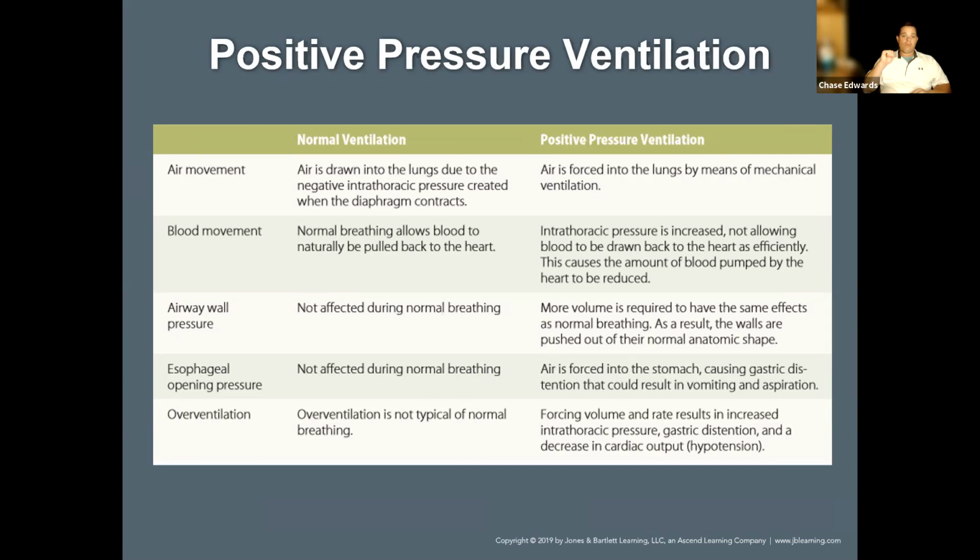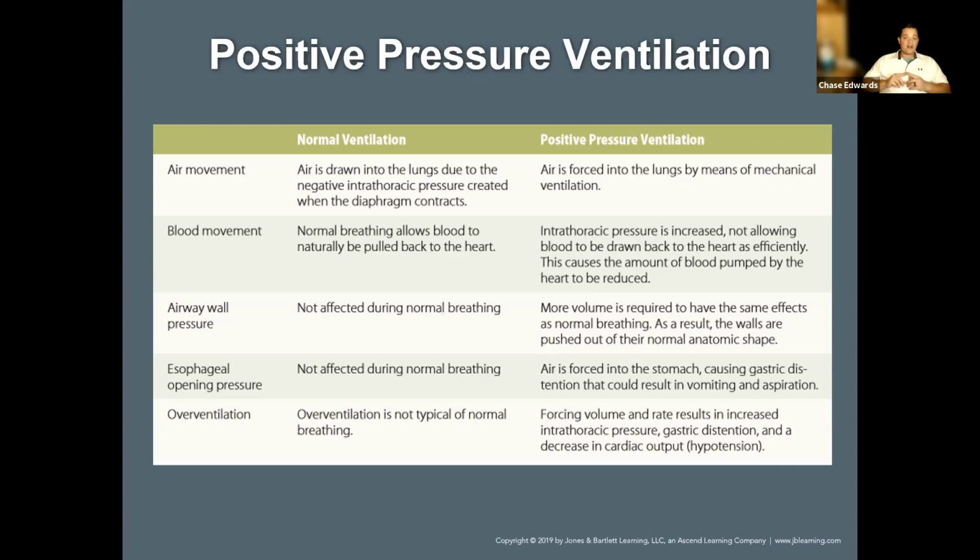Okay? Positive pressure ventilation causes the walls of the chest cavity to push out of their normal anatomic shape. There's an increase in overall intrathoracic pressure within the chest cavity at that point. Venous blood flow is decreased due to the increased pressure in the chest. As an AMT, you must regulate the rate and volume of artificial ventilations to avoid distension of the chest wall. You don't want to distend it out too much.